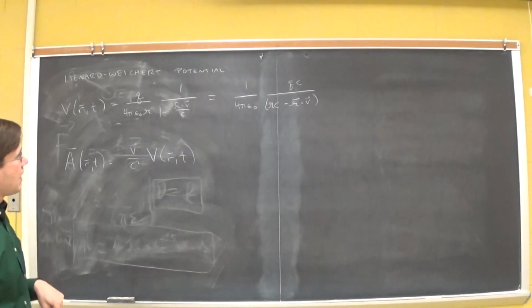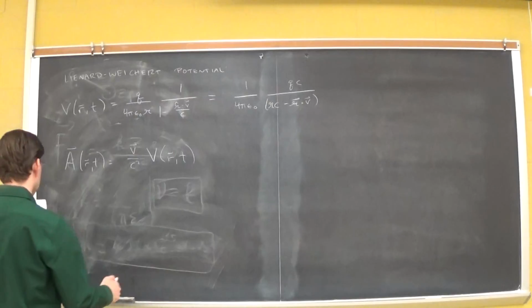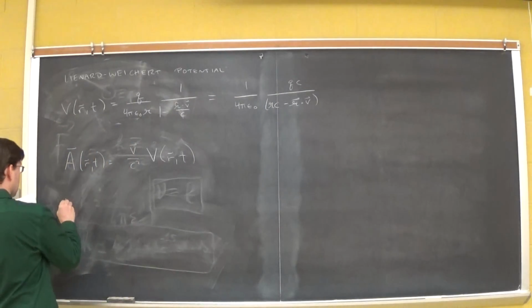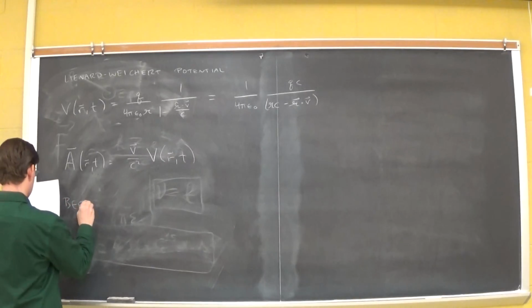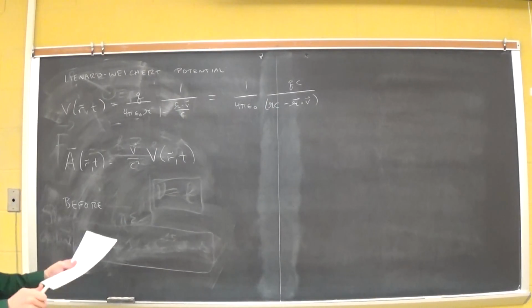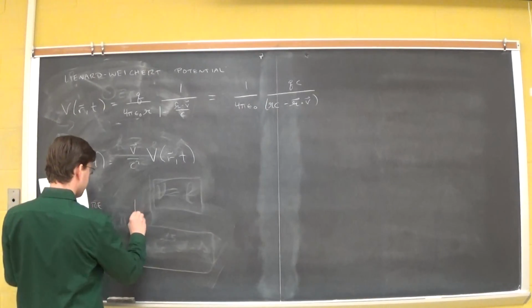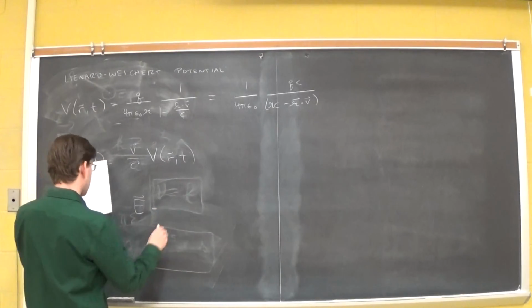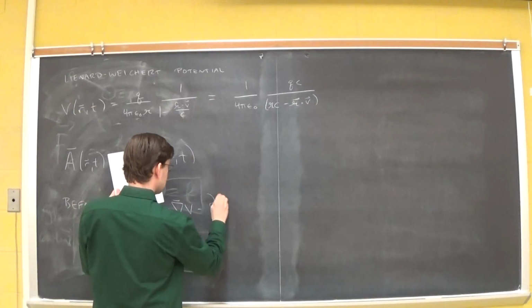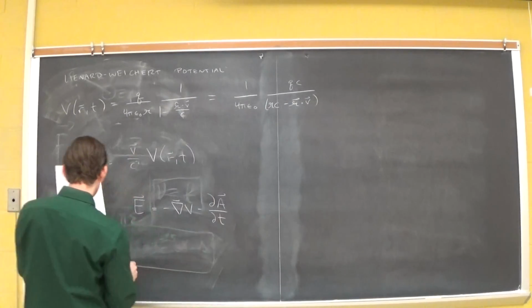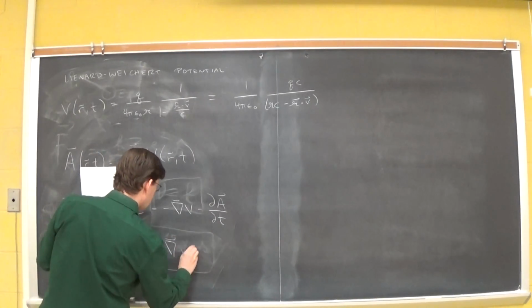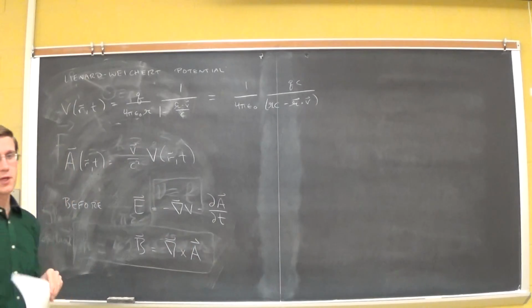Now, I want to remind you that a few lectures ago, actually when we started chapter 10 and we started looking at the potential formulation, we could also write down two expressions for the electric and magnetic fields purely in terms of potentials. So from before, we can say that the electric field is equal to minus gradient of the potential minus dA dt. And we can also say that the B field is equal to del cross A.